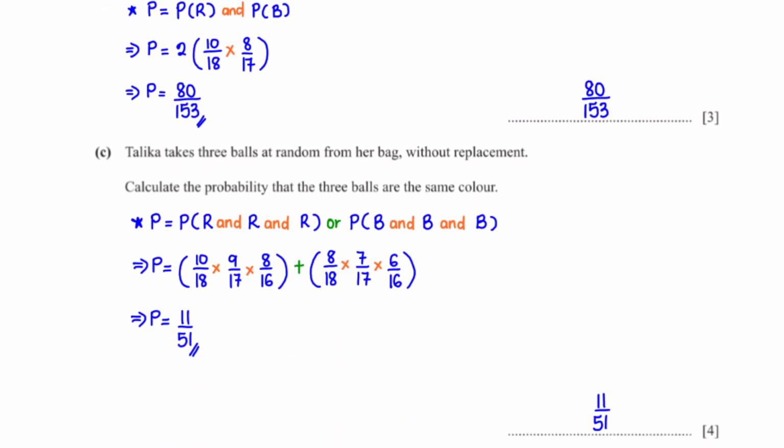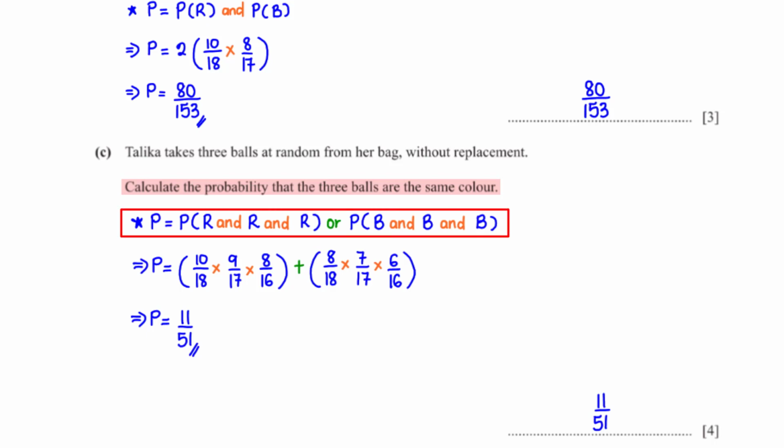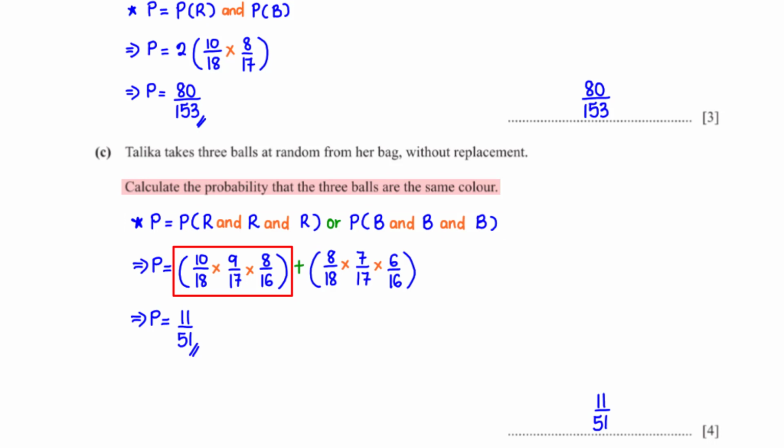Talika takes 3 balls at random from her bag without replacement. Calculate the probability that the 3 balls are the same color. There are 2 scenarios in this case. She either picks 3 red balls or 3 blue balls. The probability that the first ball she picks from her bag is red is 10/18. Without replacement, the probability that the second ball she picks is red is 9/17. Without replacement, the probability that the third ball she picks from her bag is also red is 8/16.